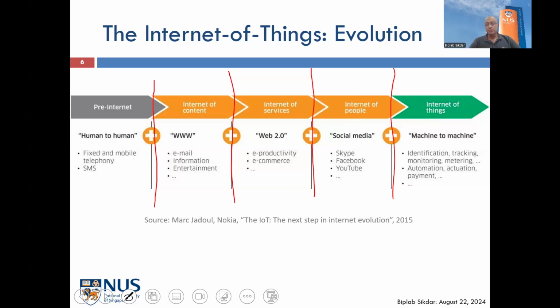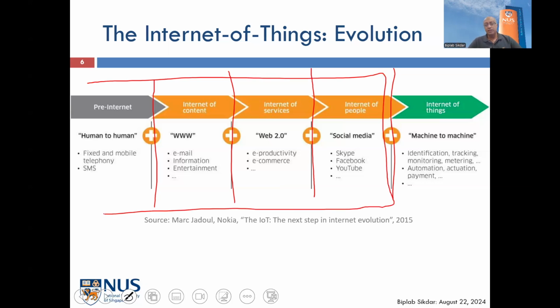The early 2000s was the internet of people, and this is where social media came into the scene. Services such as Facebook and YouTube started becoming popular. And over the last 10 years or so, it has been the Internet of Things. Okay? So the main difference in the Internet of Things is visible if you look at the earlier generations of the internet.